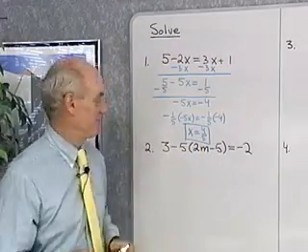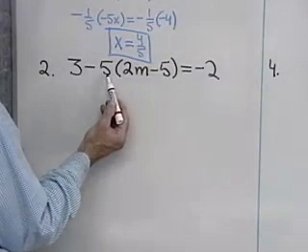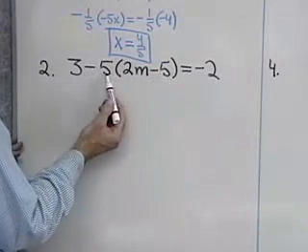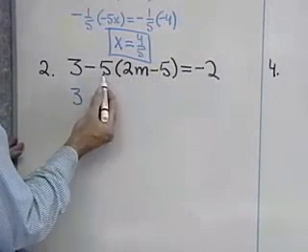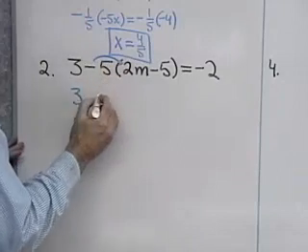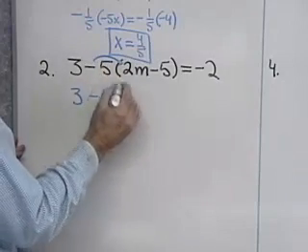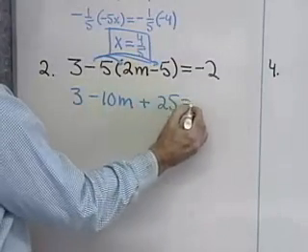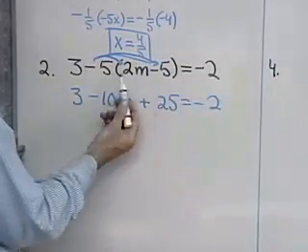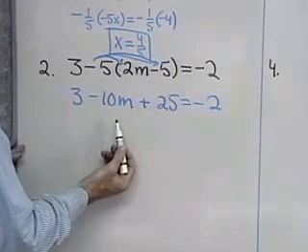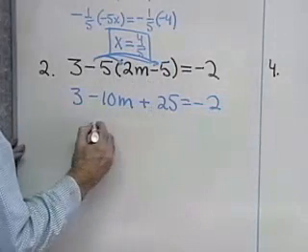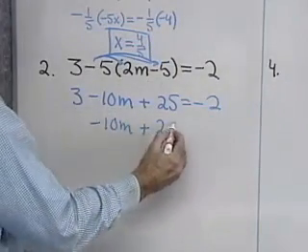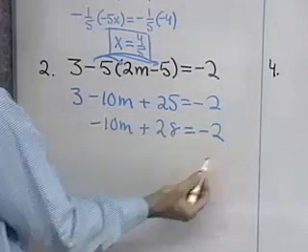Here's another example. This time I'm going to have to remove these parentheses by multiplying through by -5. So I'll do that. I'll have 3 plus -5 times 2m is -10m, and then -5 times -5 is +25. So I apply the distributive property first to separate the terms so I don't have any parentheses left. Now I'll simplify a little bit more. This is -10m plus 3 plus 25, which is 28, is equal to -2.